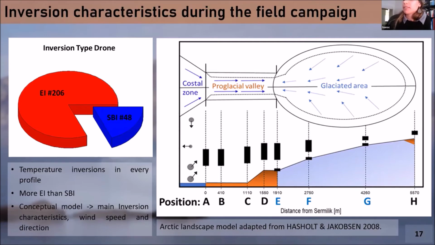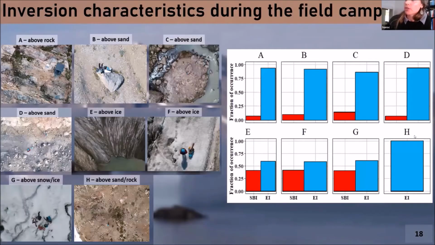And this is also what we see here. So a short introduction. Here are the positions again, A to H. Here's the reminder of what surface it is. And here we can see the fraction of the inversion type we observed above the position. Blue indicates the fraction of the elevated inversion, and the red ones indicate the fraction of the surface-based inversion.